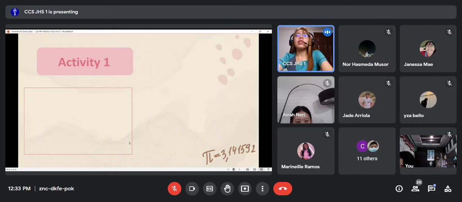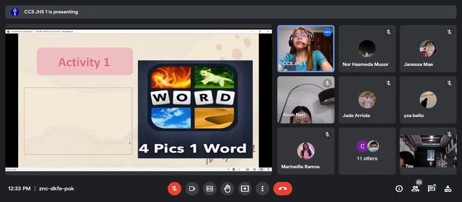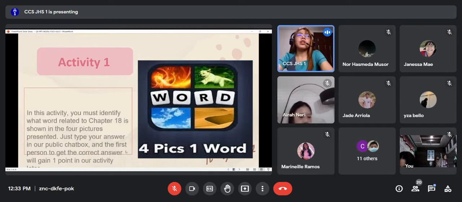For our first activity, we'll have the four pics one word. I think you're familiar with this. Are you familiar with four pics one word? This was very popular back then, I think when I was in college. So here's the instruction.